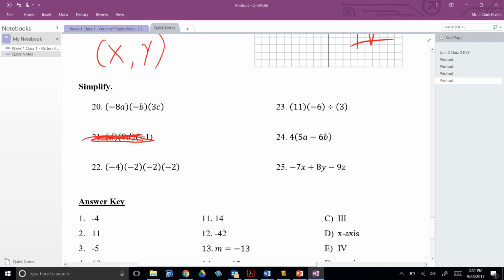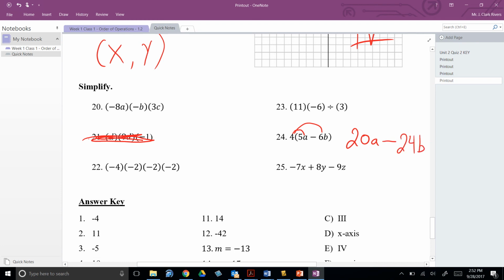Number 24. I can distribute this 4. 4 multiplied by 5a, that is 20a. 4 multiplied by negative 6b. All right, that's a positive 4 multiplied by a negative 6b. That is going to be a positive times a negative, which is a negative. 4 times 6 is 24b.